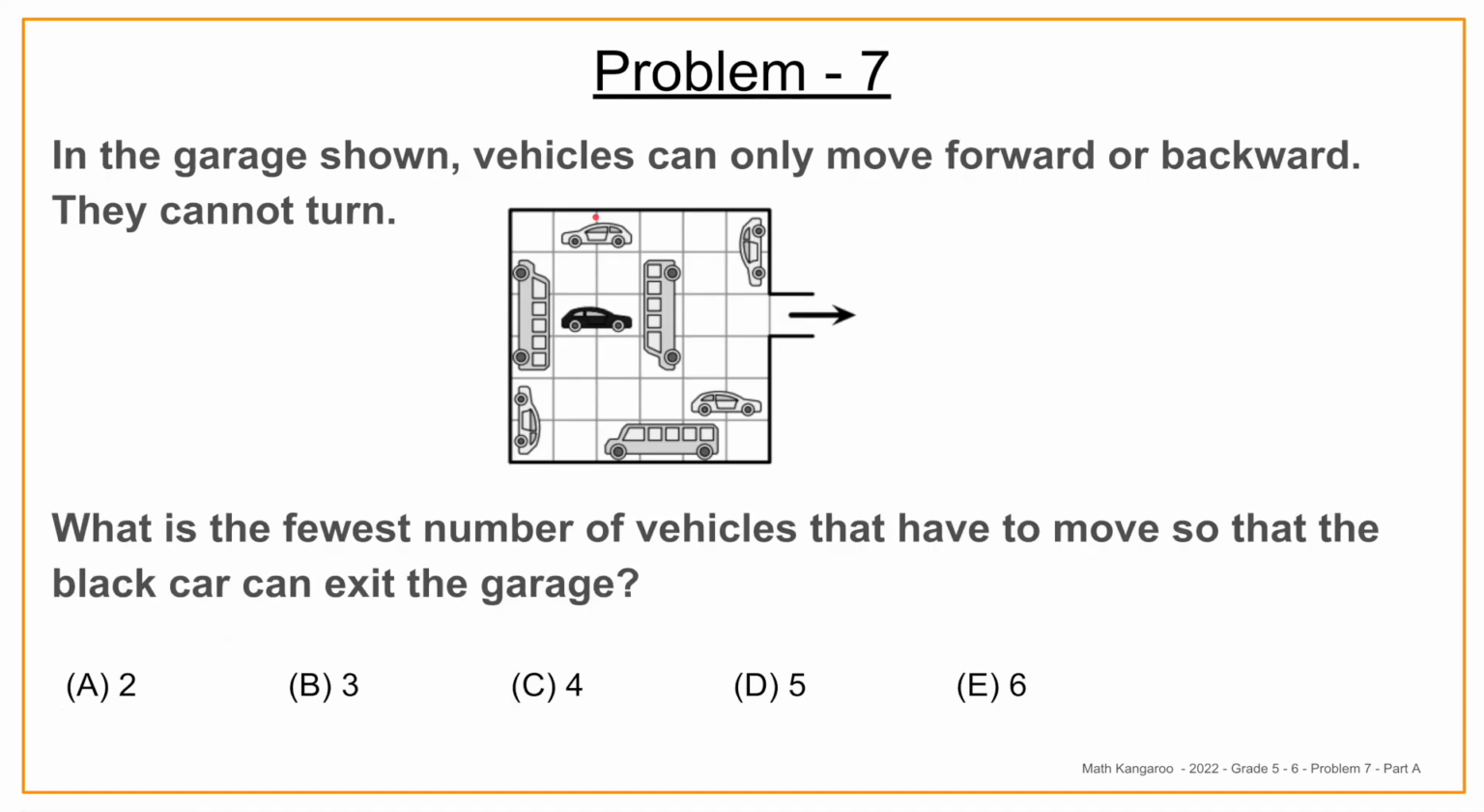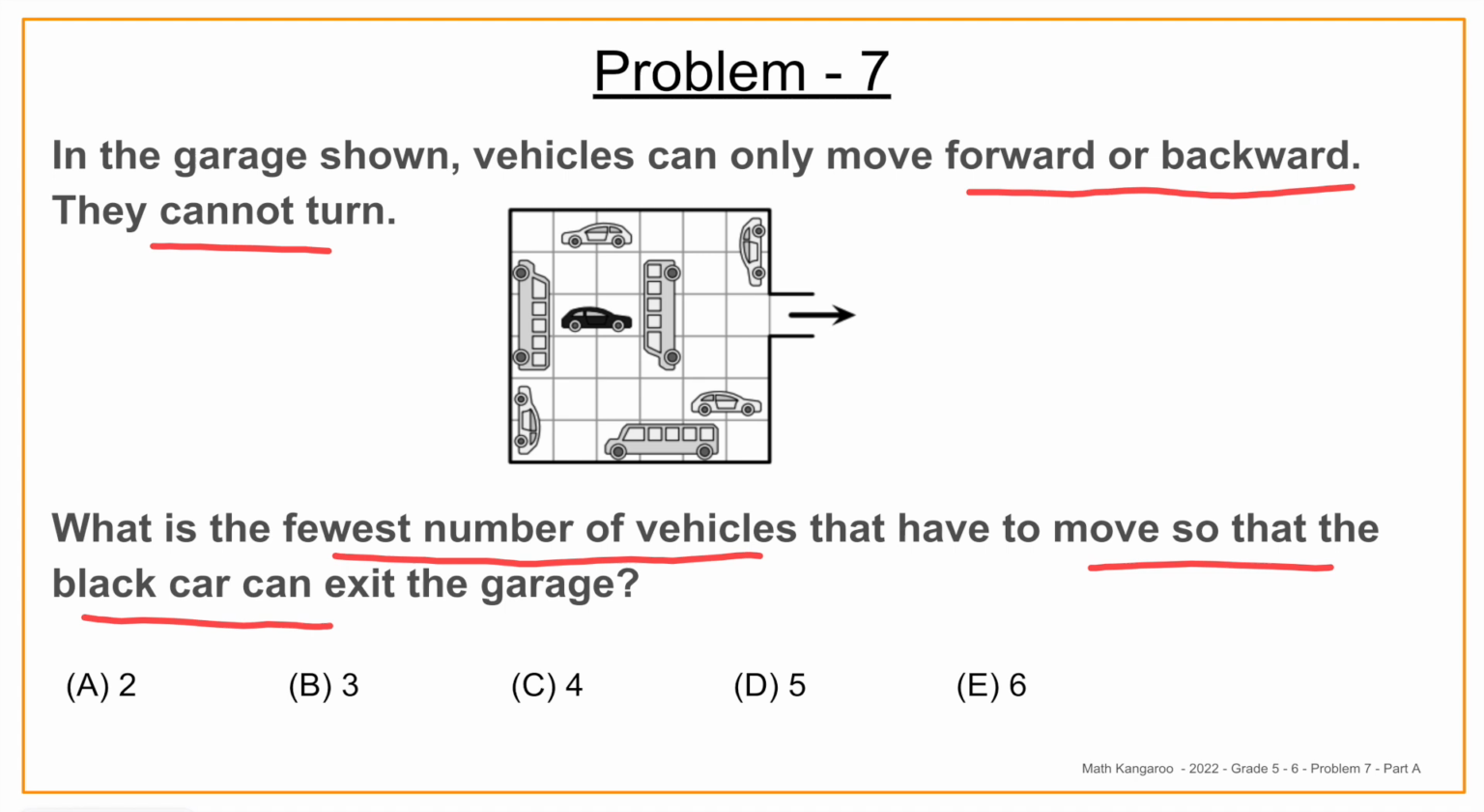Problem 7. In the garage shown, vehicles can only move forward or backward. They cannot turn. What is the fewest number of vehicles that have to move so that the black car can exit the garage? These are our options. This is from one of my favorite games while growing up. It's called Rush Hour. So let us find out how many moves we have to do to have this black car move out of the garage.